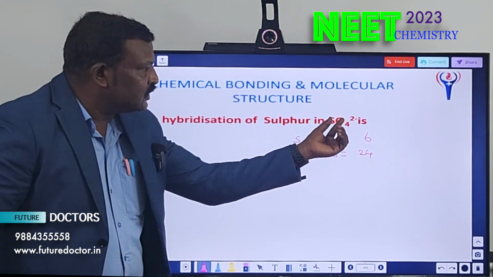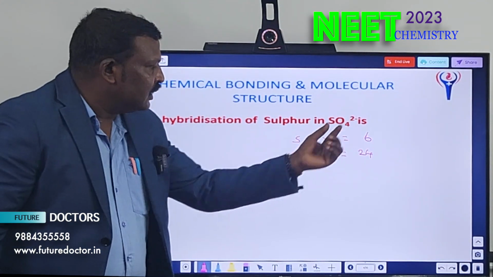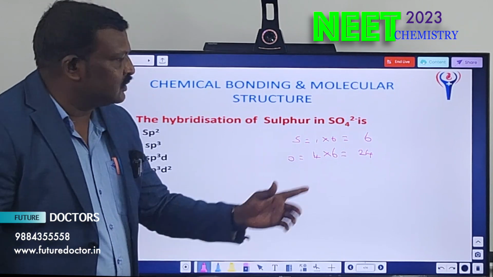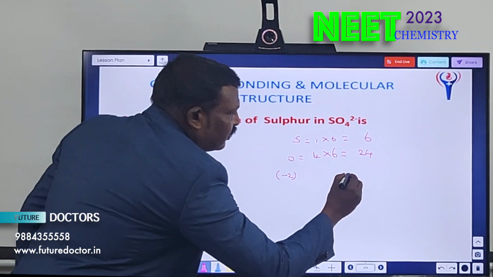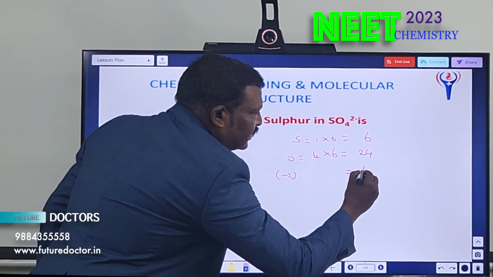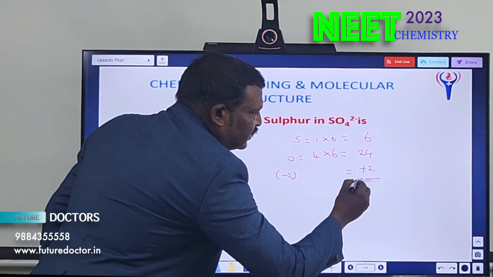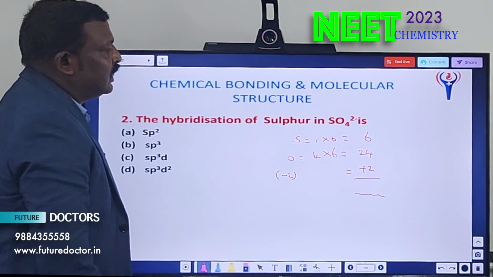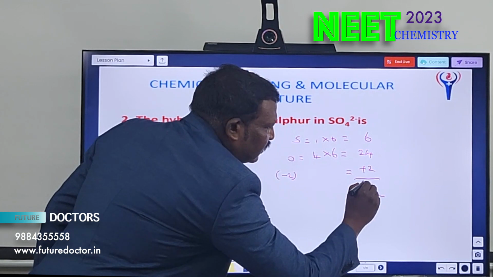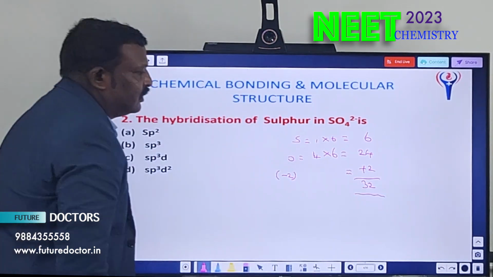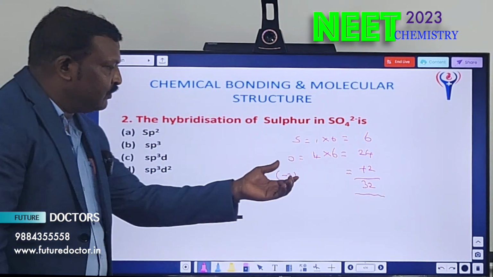This is SO4 minus, an anion. Anion means add the charge; cation means subtract the charge. So minus 2 means you add plus 2. Now add all of this and you get 32. Simple one, 32. Isn't it correct or not? So we have one rule here.